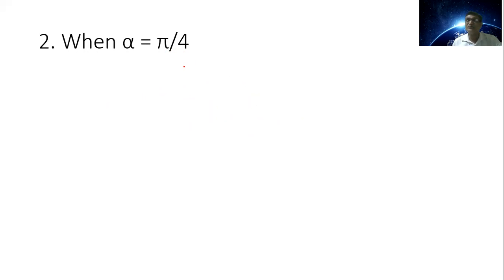cos pi by 4 is 1 upon root 2 and sin pi by 4 is equal to 1 upon root 2. And we can solve our equation then.